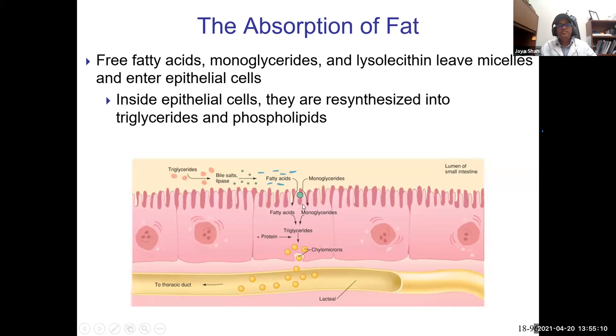Those micelles then get into the cells and then triglyceride is resynthesized by the enzymes in the epithelial cells. Then they bind with protein to form chylomicrons. Chylomicrons are carried into the lymphatic duct. And then they are taken to the liver where they synthesize cholesterol or other lipoproteins. Okay.